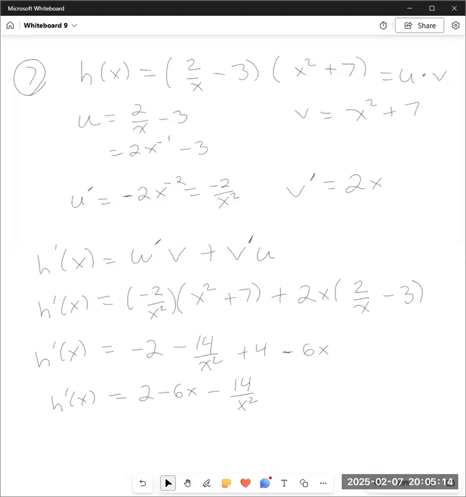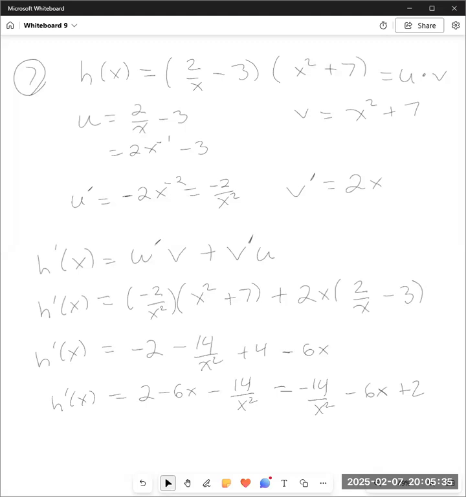And they want that the other way for the answer in the book, which is just fine by me, even though that's not quite descending order. That's the way that they want it. All right.